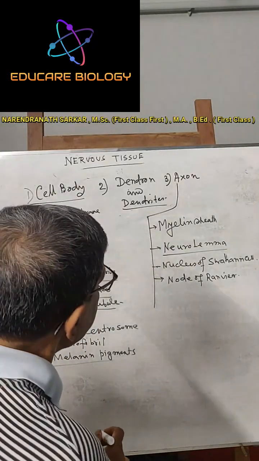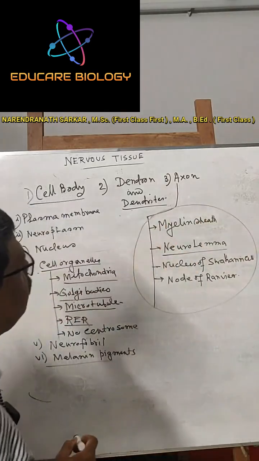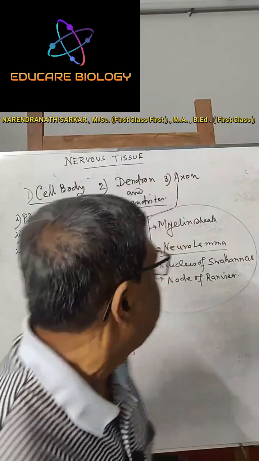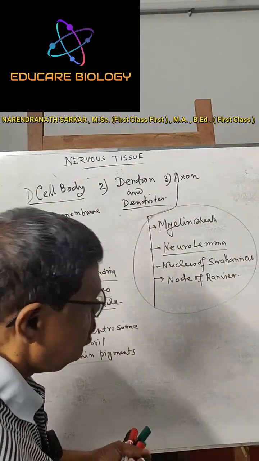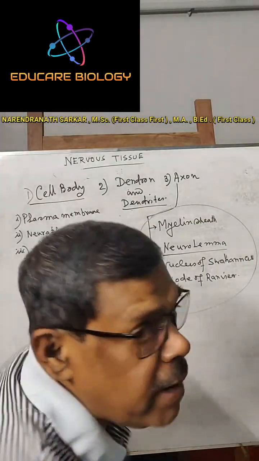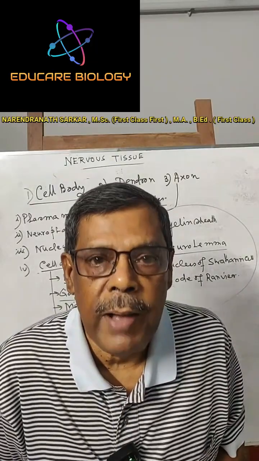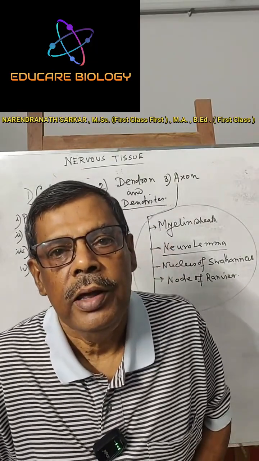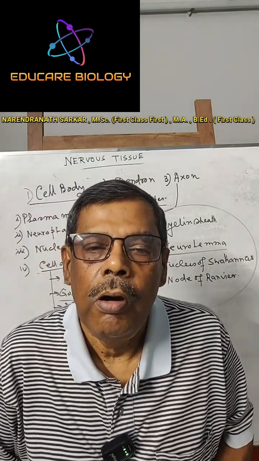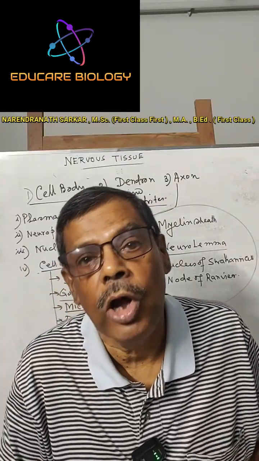Next, this is the membrane. This is the sheath around the axolemma. Next, what is the function of axon? Axon receives the nerve impulse from the cell body and transmits it to another neuron or effector organ.